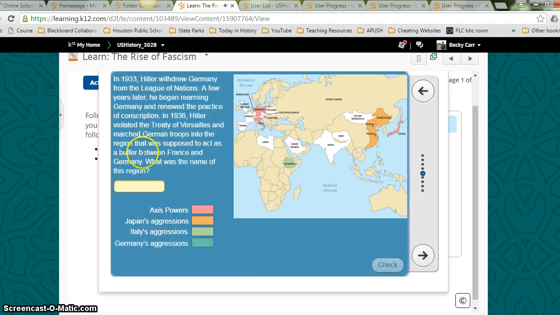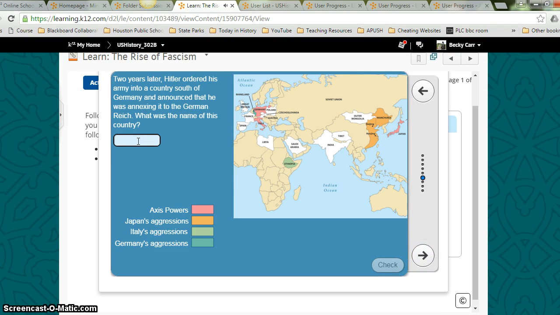Very good. In 1933, Hitler withdrew Germany from the League of Nations. A few years later, he began rearming Germany and renewed the practice of conscription. In 1936, Hitler violated the Treaty of Versailles and marched German troops into the region that was supposed to act as a buffer between France and Germany. What was the name of that region? And it is the Rhineland, as you can see from the map there.